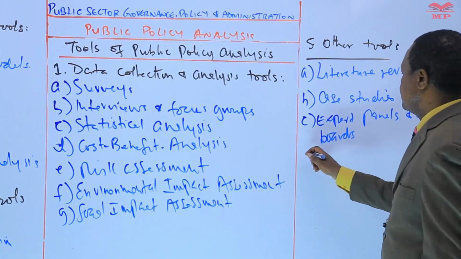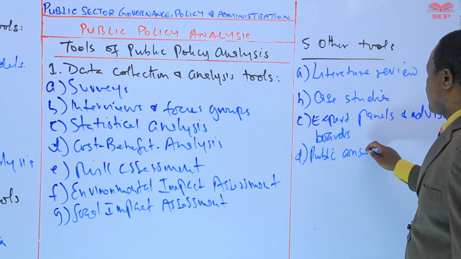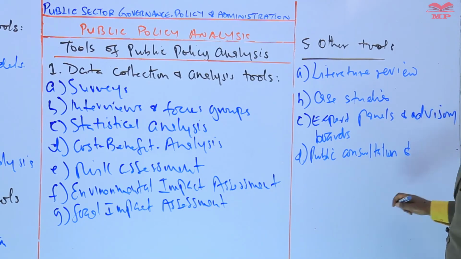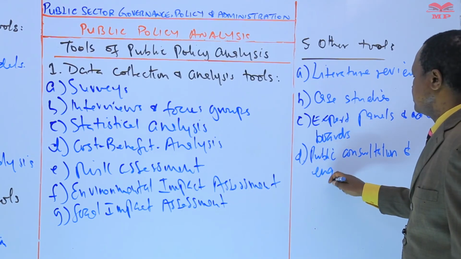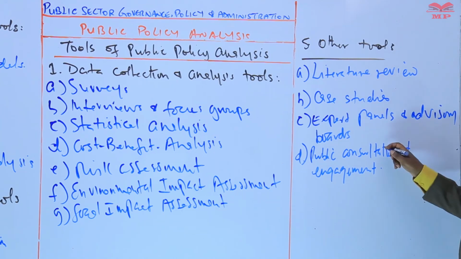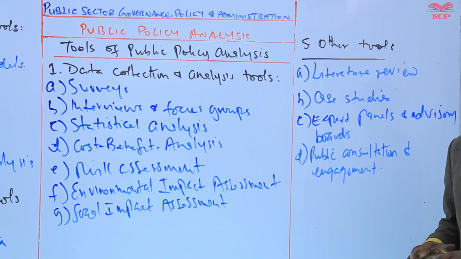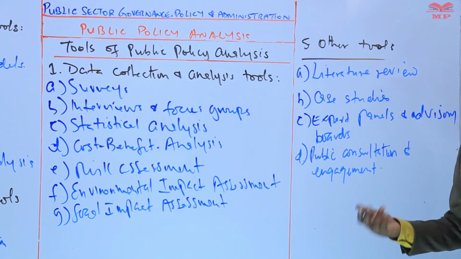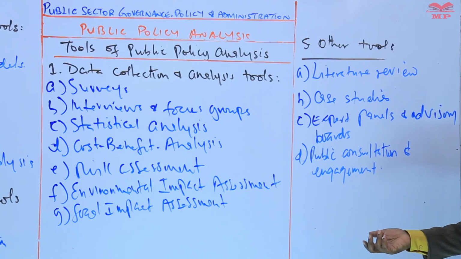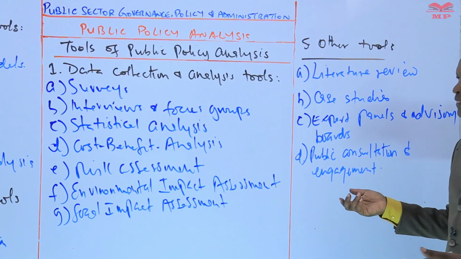Then lastly, public consultation and public engagement. This means soliciting input and feedback from the public to ensure that policies are responsive to the needs and preferences of the citizens. So these are the tools of public policy analysis.